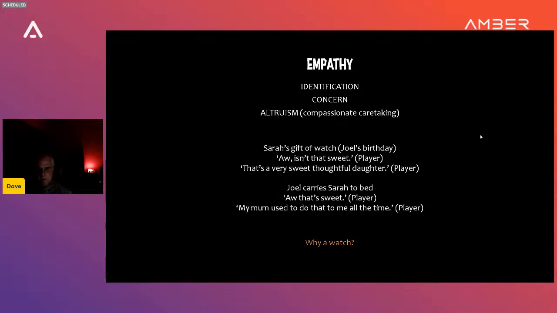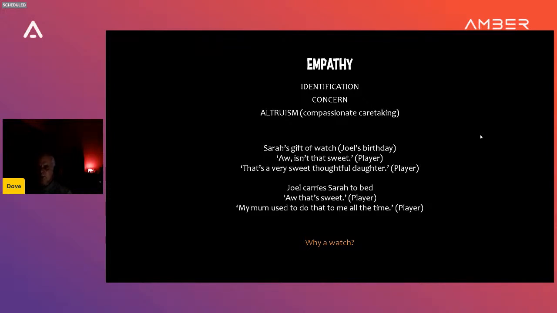We're identifying with others and we're going to start to feel with others. Now this is a little hiccup. This is a really odd design choice. Why a watch of all things? Because when a 12-year-old girl gives a watch to her father, the question then has to be answered: how the heck has she managed to afford this watch? It's a very peculiar choice.